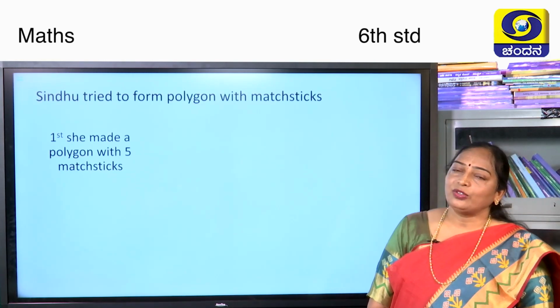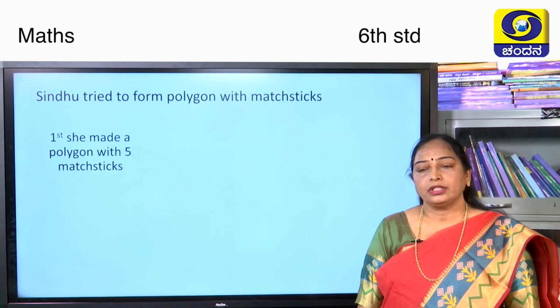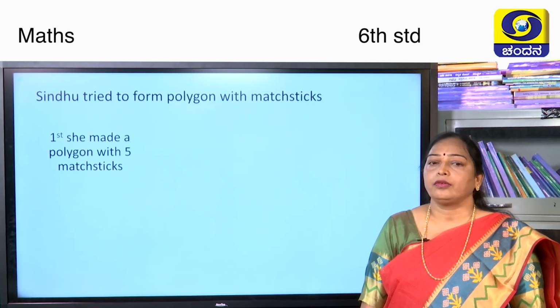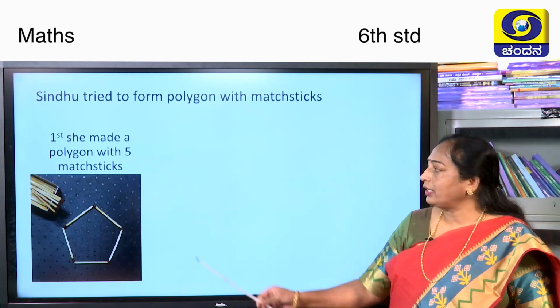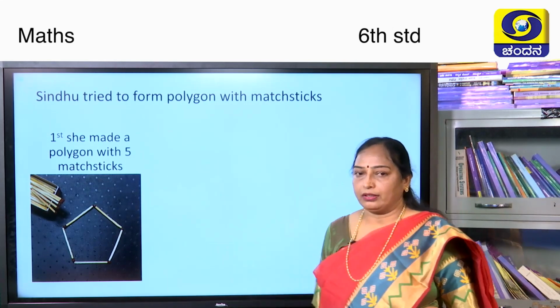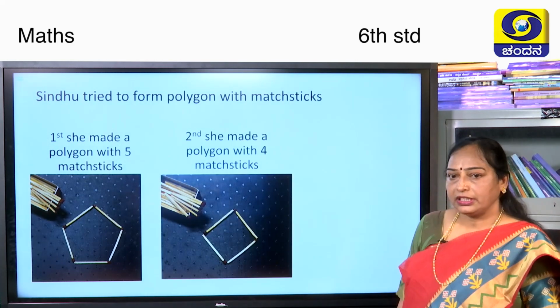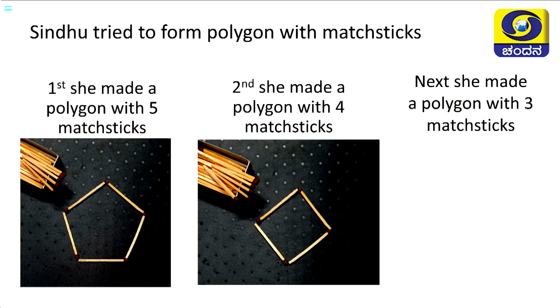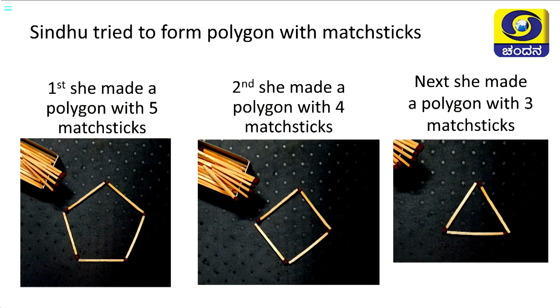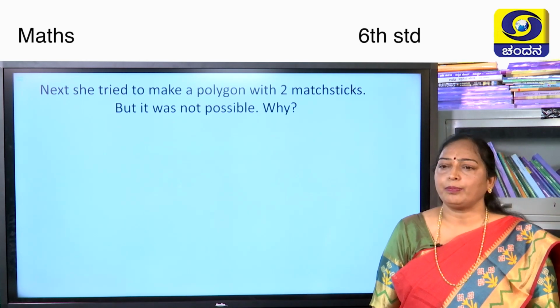A simple closed figure that is made up of three or more line segments is called a polygon. My student Sindhu tried to form polygons with matchsticks. She took some matchsticks. First she made a polygon with 5 matchsticks. Look here, she used 5 sticks. It is one type of polygon. Second, she made a polygon with 4 sticks. Next, she made a polygon with 3 matchsticks. We are very familiar with this figure. This is a triangle.